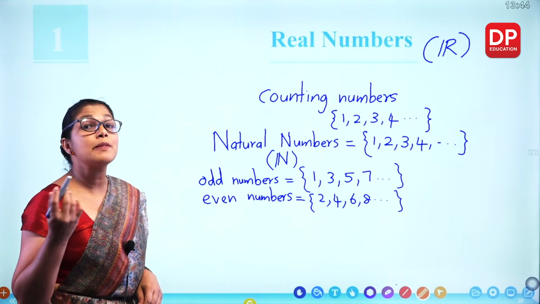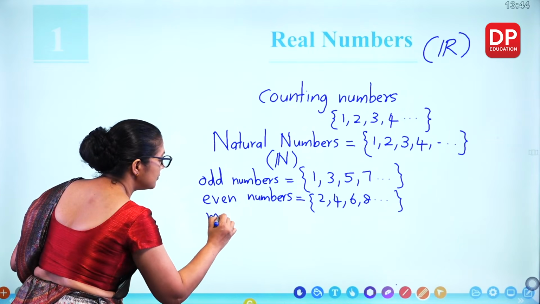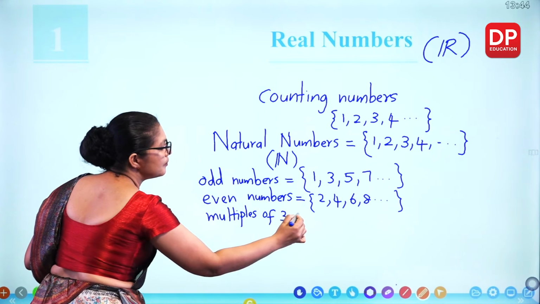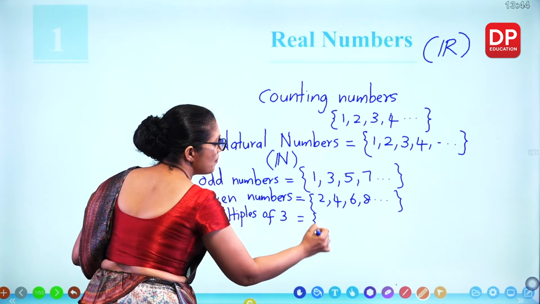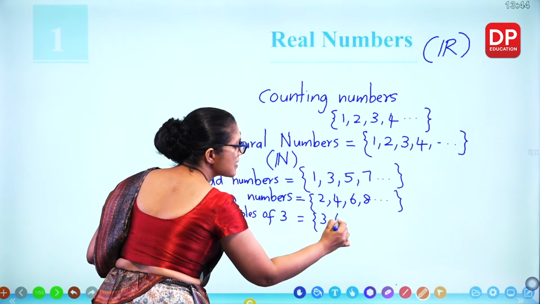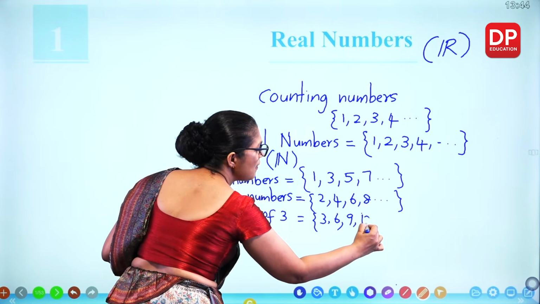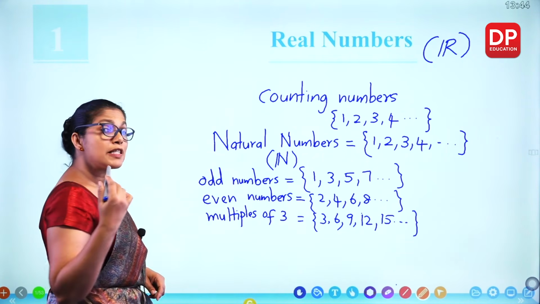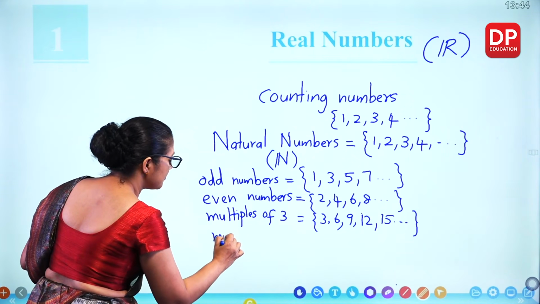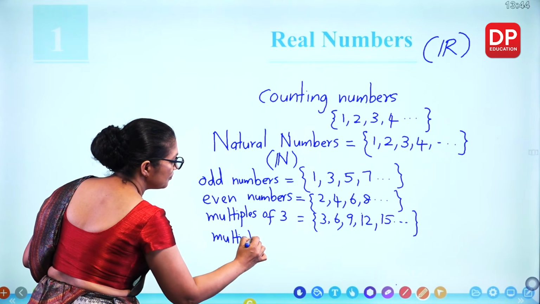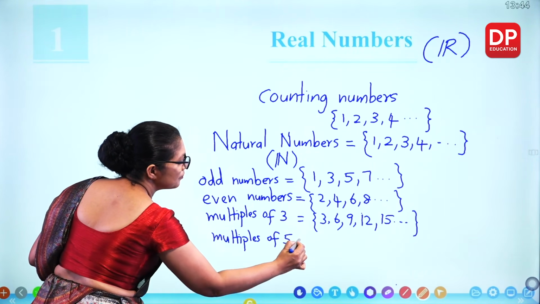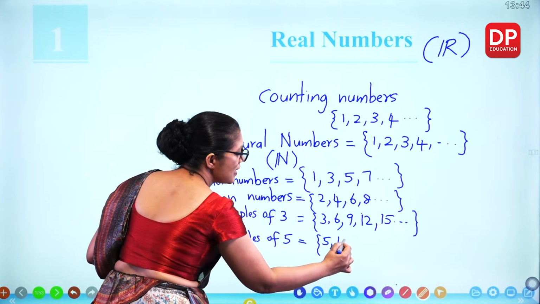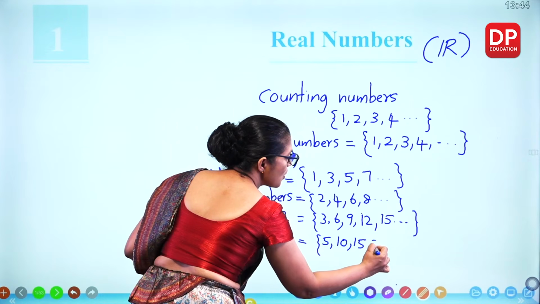Then what about multiples of 3? That means starting from 3 times 1, 3, 6, 9, 3 times 4, 12, 15 like that. If I say multiples of 5, how can I write? What are multiples of 5? 5, 10, 15, 20.